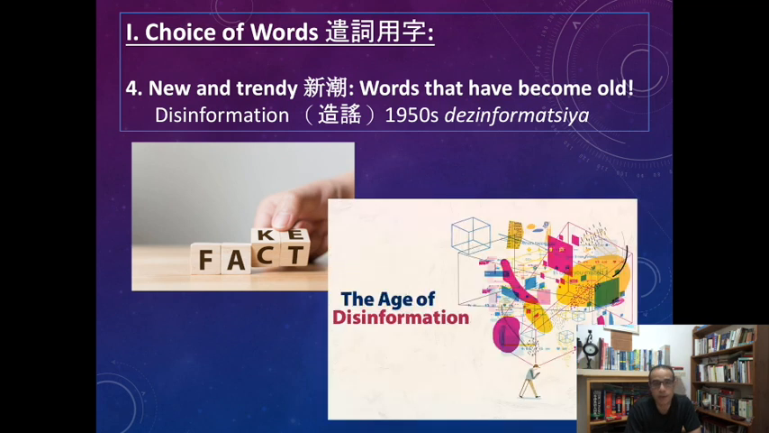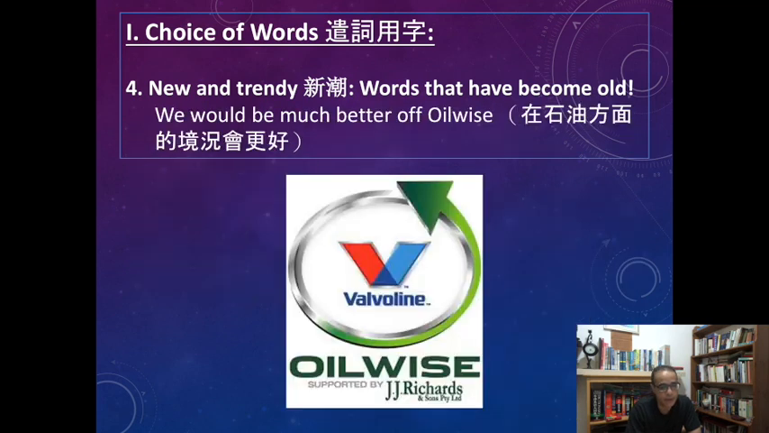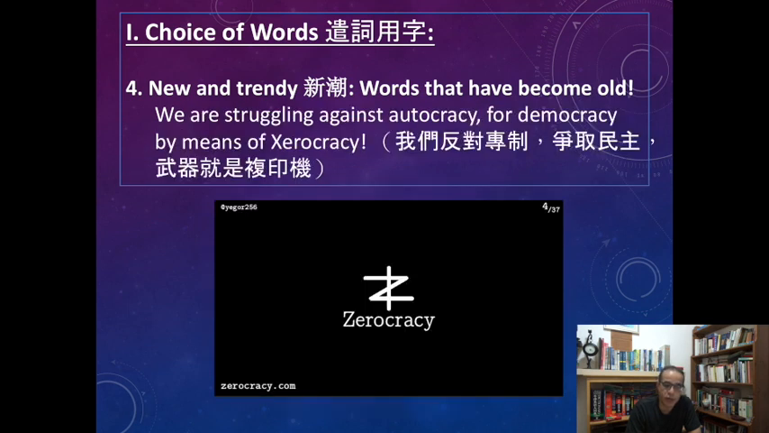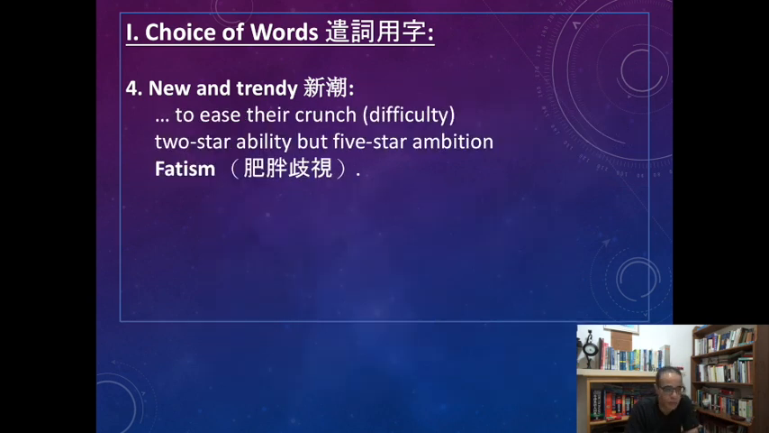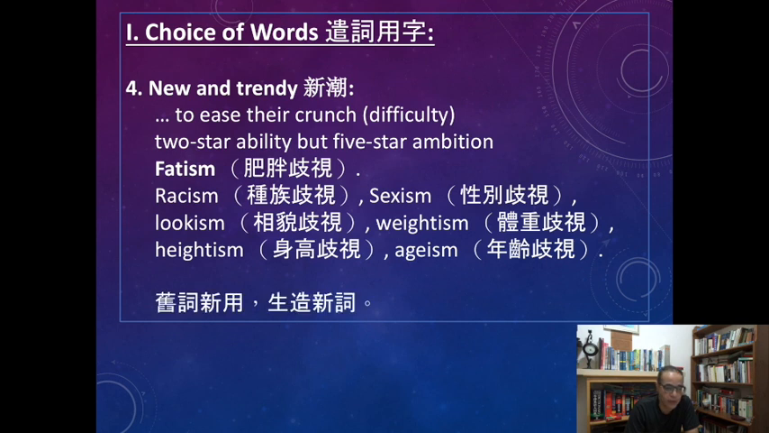Take for example this line. It's written by an Iranian politician. We are struggling against autocracy for democracy by means of xerocracy. Xerocracy here is he's making up this word. It's coming from Xerox. So what he means is that by photocopying their documents and writings about democracy and distributing these pamphlets to people. So use always new and trendy words.